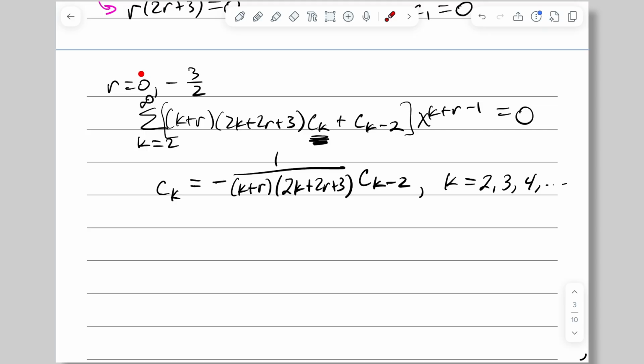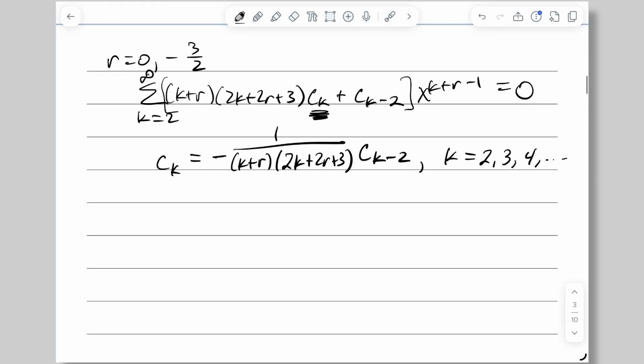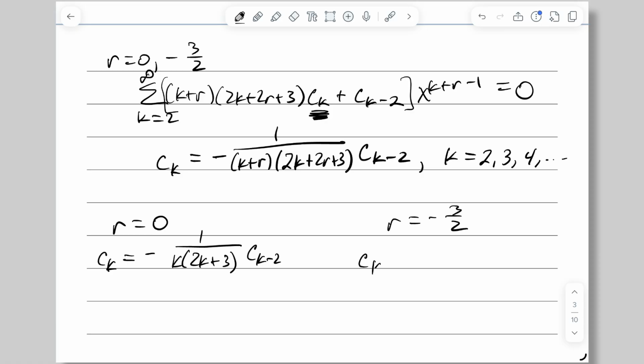One of them is going to come from r equals 0, and the other is going to come from r equals negative 3 halves. For r equals 0, we have c sub k is equal to negative 1 over k times the quantity of 2k + 3, c sub k minus 2. And for r equals negative 3 halves, we have c sub k is equal to negative 1 over k minus 3 halves times 2k when all is said and done times c sub k minus 2.